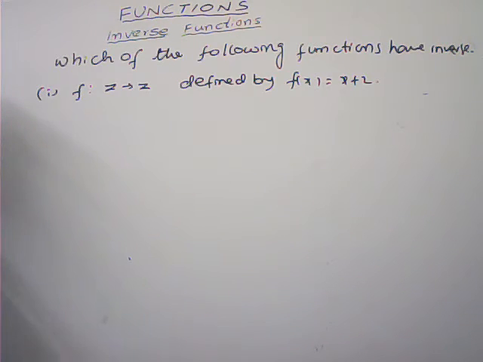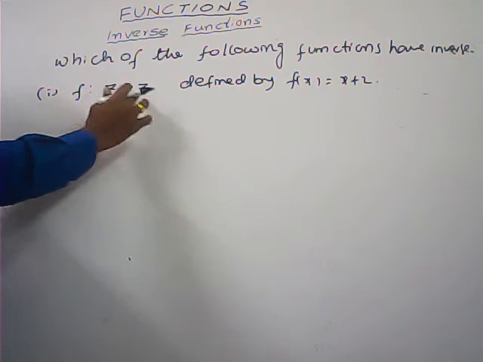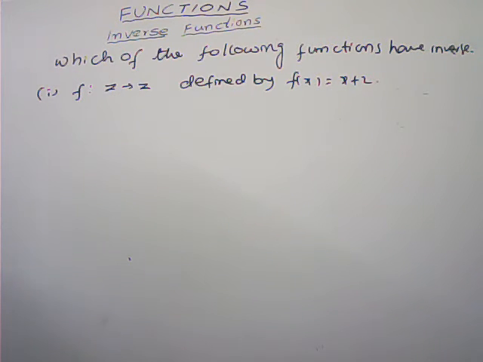Here, which of the following functions have inverse? Now, we can discuss some examples here. First one, here mapping is also very important. f is mapping from Z to Z, here integers to integers, defined by f of x equals x plus 2. Now, is the given function satisfying bijective or not? First we have to check that. If it is bijective, then only we can say the given function is invertible. Inverse exists for the given function only then.